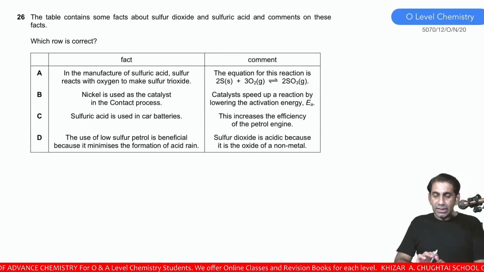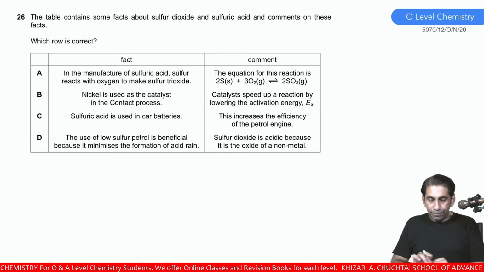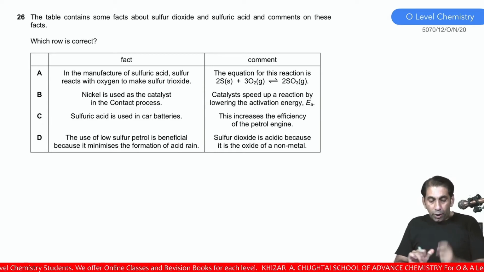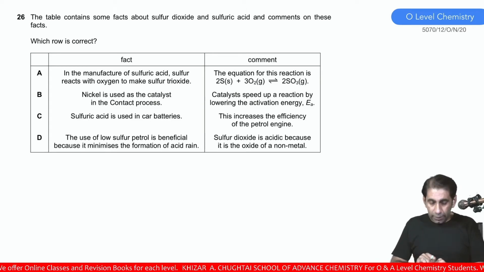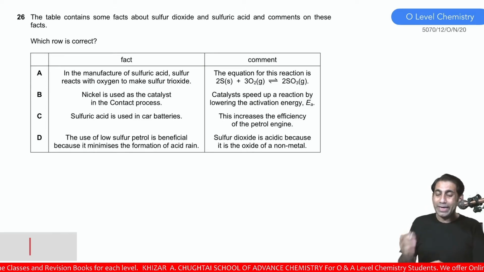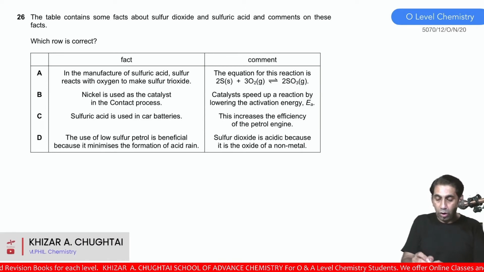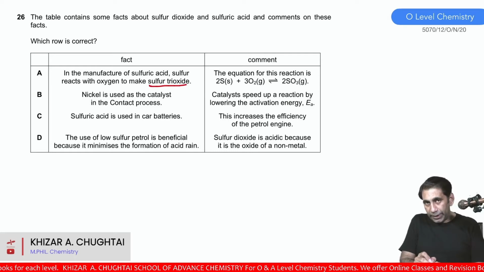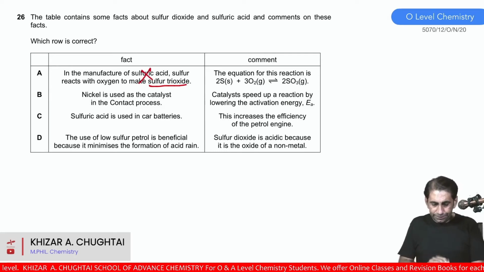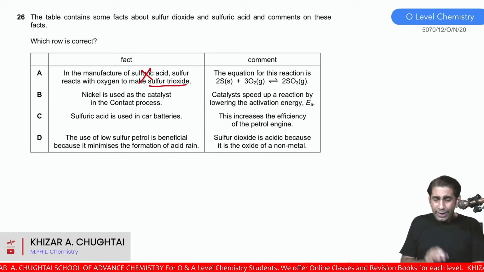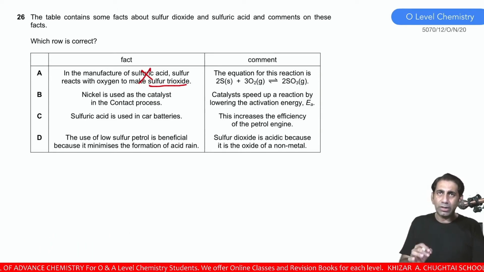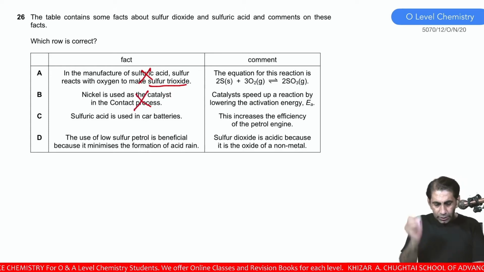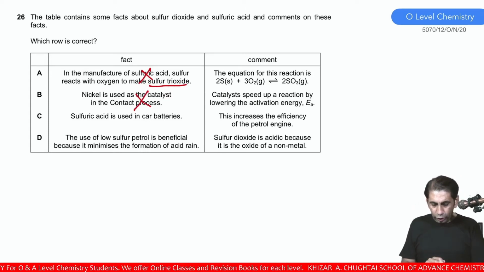26. A table contains some facts about sulfur dioxide and sulfuric acid, and comments on these facts. Which row is correct? In the manufacturing of sulfuric acid, sulfur reacts with oxygen to make sulfur trioxide. No, it's wrong. Sulfur dioxide is formed in the first step, that is said to be the roasting one. The second one, nickel is used as a catalyst. No, V2O5, vanadium pentoxide, is used as a catalyst. So B is also an incorrect option.